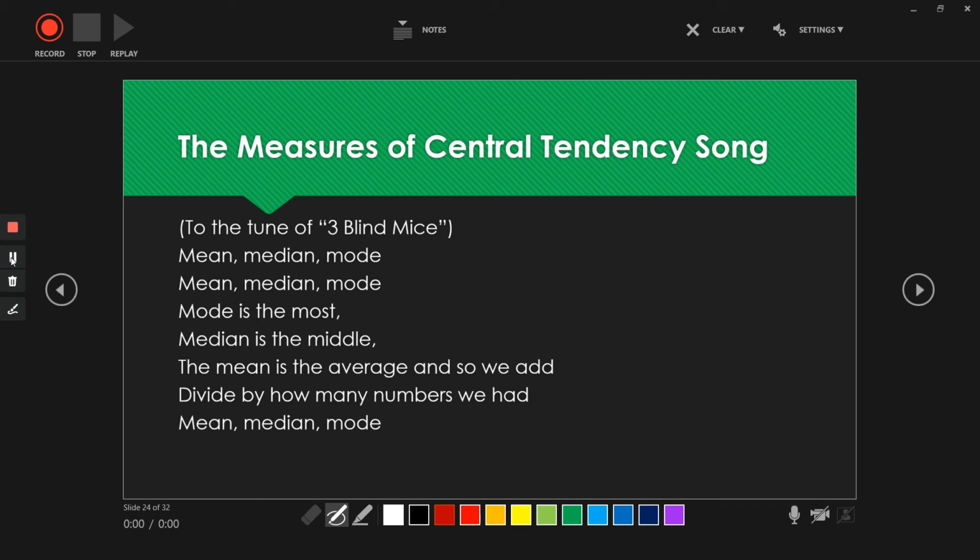Mean, median, mode. I know you guys have missed my singing.